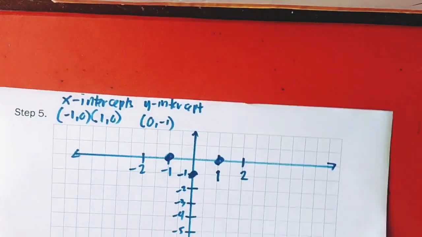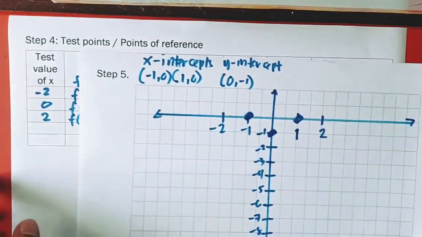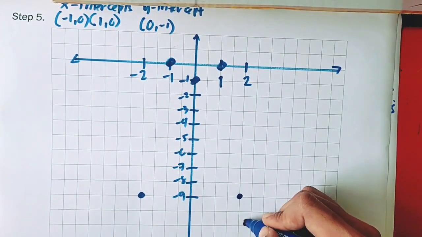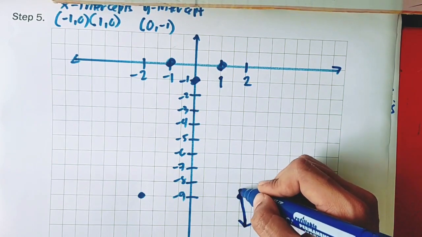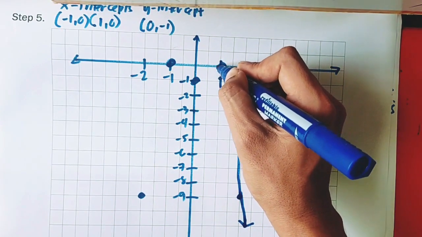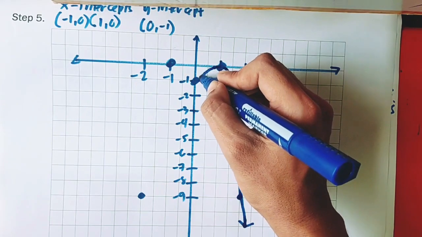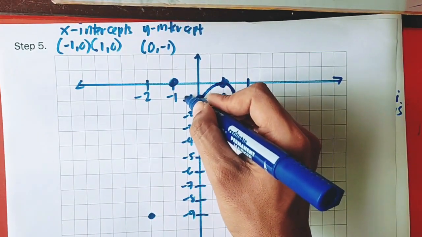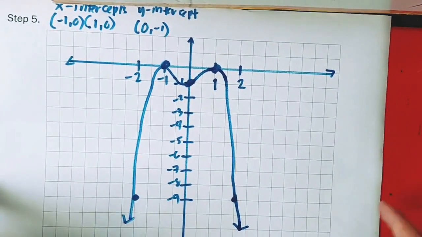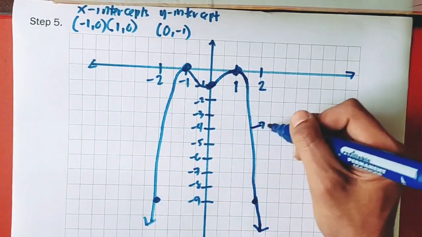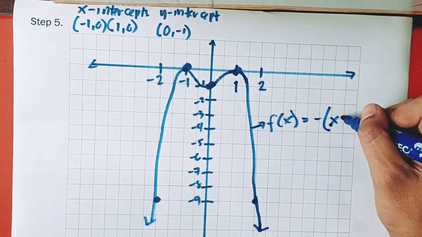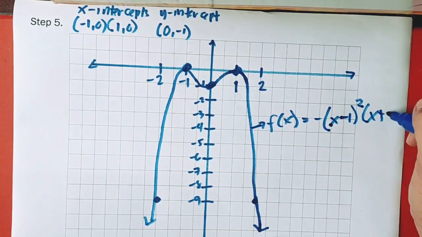Okay, so the graph: the leading coefficient is negative, so the right tail goes down. It touches because the exponent is even. Then it turns, then touches negative 1 going to here. So this is now the graph of f(x) equals negative (x minus 1) squared times (x plus 1) squared.